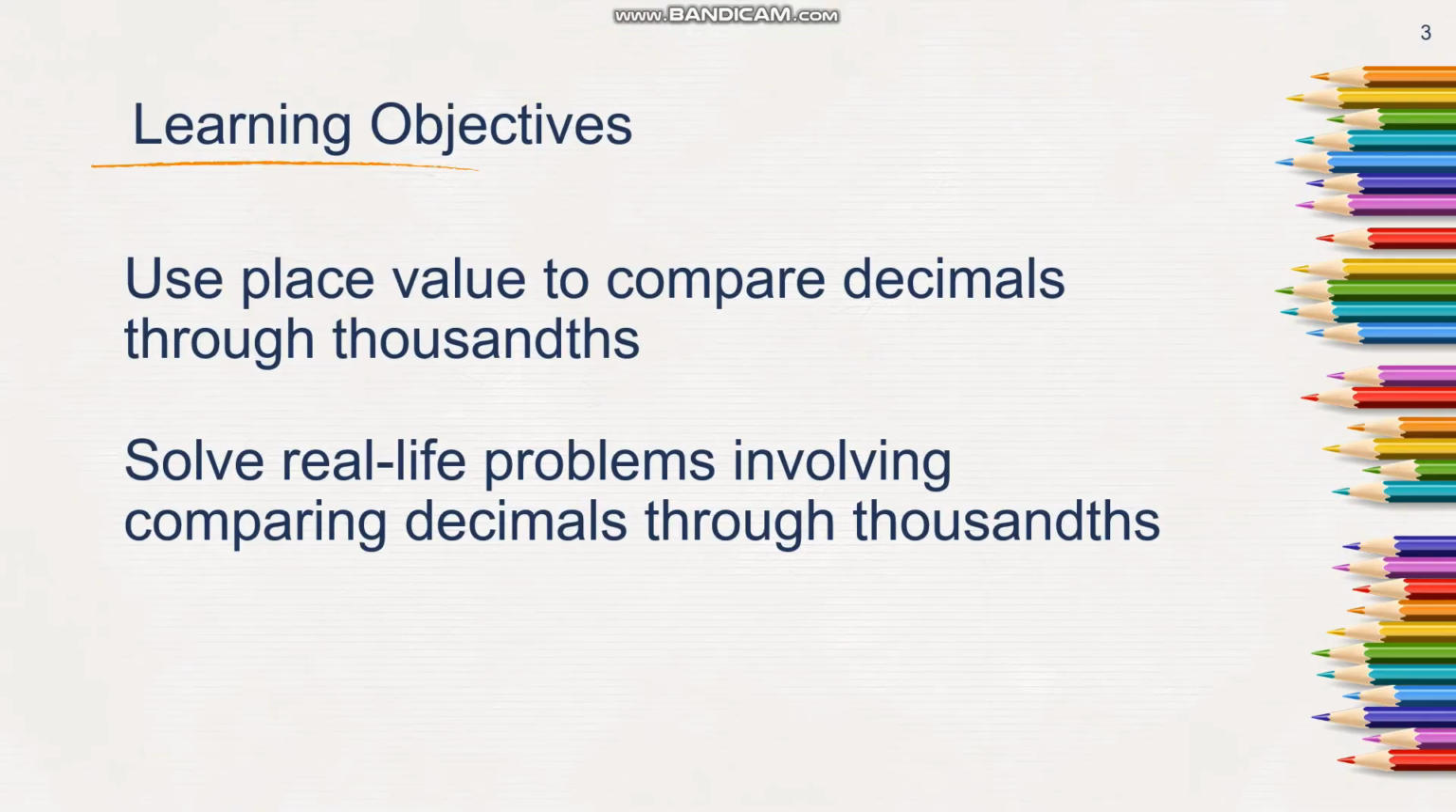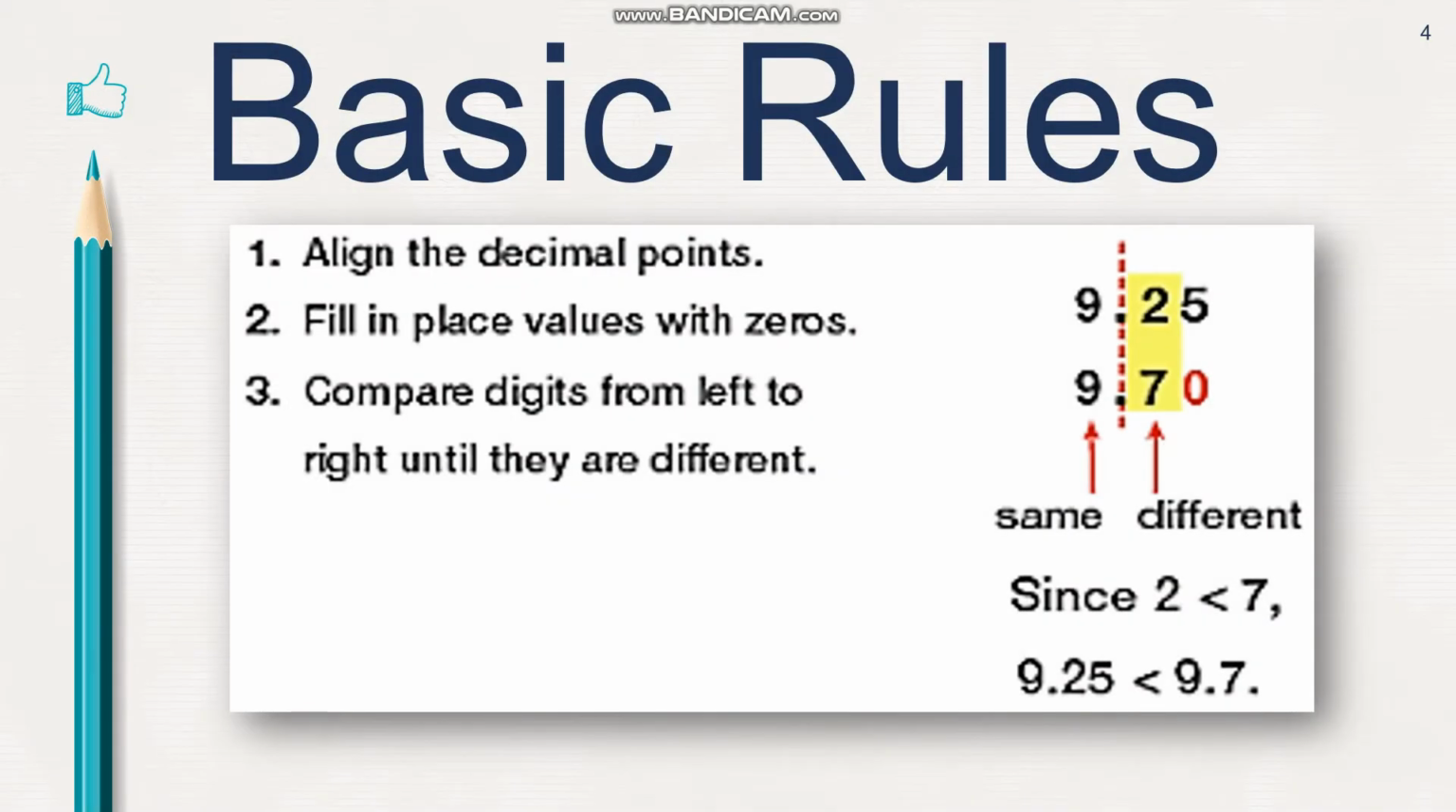You're going to use place value to compare decimals through thousands. Solve real-life problems involving comparing decimals through thousands. Here are the basic rules in comparing decimals. First, you need to align the decimal points. Second, you need to fill in place values with zeros. Third, compare digits from left to right until they are different.